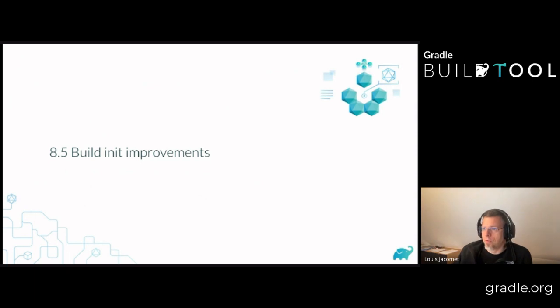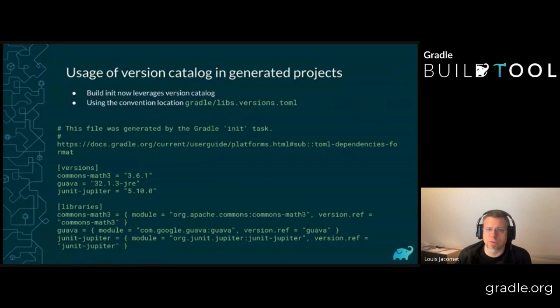So for build init improvements, one thing that was done first is the usage of version catalog. So far, up to Gradle 8.4 included, when you generated a build, we would not use version catalog. You would have the template dependencies that are declared in the template projects appear as coordinates in the build files. With Gradle 8.5, we replace that by a usage of the catalog, and you see here an example of the catalog that is generated for, I think, the library example. And effectively then, your build files use that catalog.